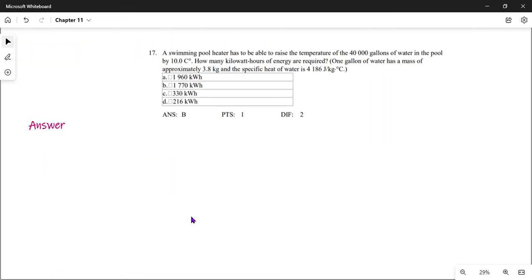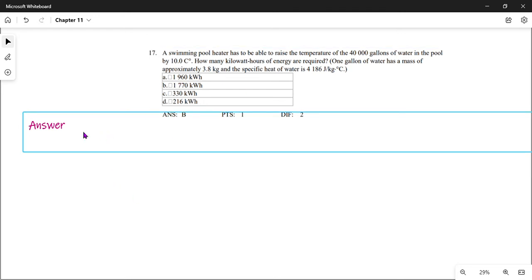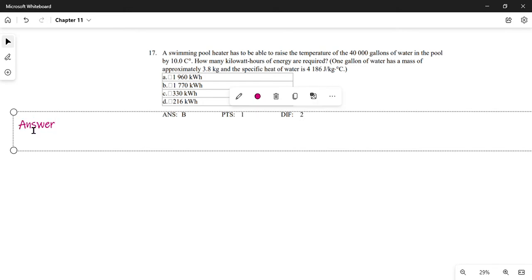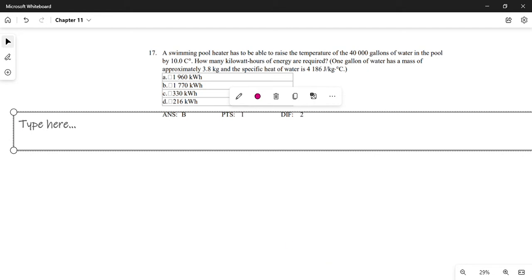Question number 17. Very easy question. He asked about the kilowatt hours of energy required. So let us calculate the energy in the normal way. Q equals the specific heat capacity times the mass times the change in temperature.